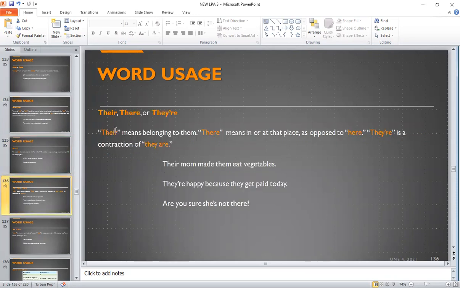And then of course, this one: their, there, and they're. Okay, their, the one with an I, means belonging to them. There means in or at that place, as opposed to here. Or they're, it's a contraction of "they are." So make sure that you are careful with this as well.